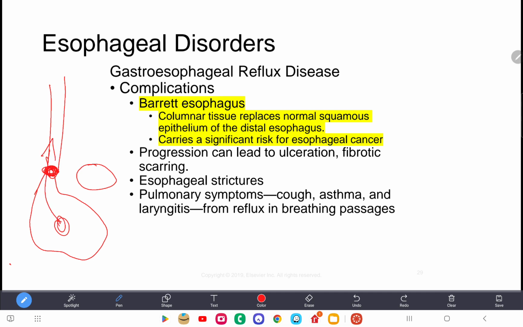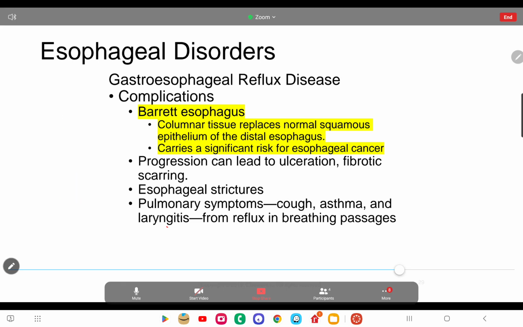Okay, and the patient could develop Barrett esophagus. That is a metaplasia. You replace the tissue from here with the tissue of the stomach. That's Barrett esophagus, and it is a precursor for malignancy. So gastroesophageal reflux, remember, is when the content of the stomach goes back to the esophagus, and that could produce Barrett esophagus. Barrett esophagus is an example of metaplasia, and metaplasia is a precursor for cancer, okay?